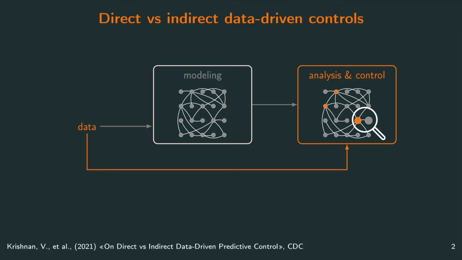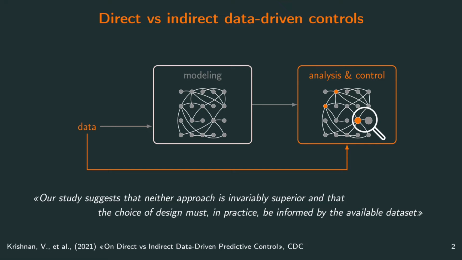It is up to debate whether one method should be preferred over the other, and this discussion is not the focus of this work. However, in a recent paper, the authors compare direct and indirect data-driven controls and come to the conclusion that neither approach is invariably superior and that the choice of design must in practice be informed by the available data. In the remainder of this presentation, I will focus on a strategy to compute a direct data-driven control in a distributed fashion.